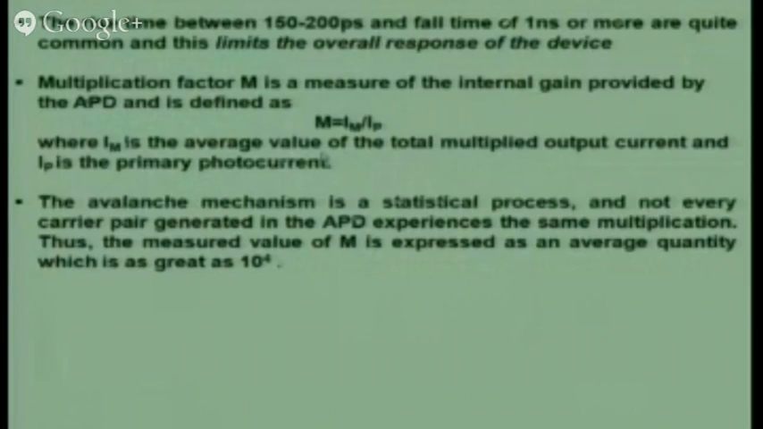And this is the multiplication factor, Im by Ip: the ratio of output current to input current, the amplification factor, which is of the order of 10 to the power 4. Not all photocurrents experience the same multiplication factor. That means there is a randomness in the multiplication itself, and a randomness in the output itself, right? And that leads to some noise phenomena within that setup.